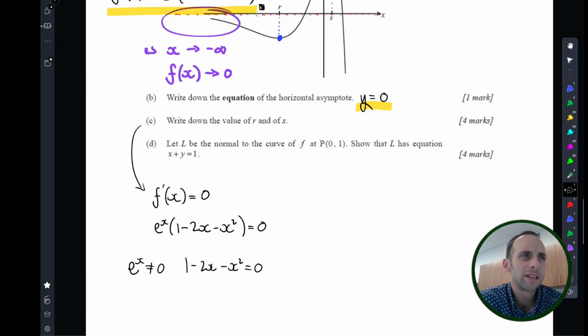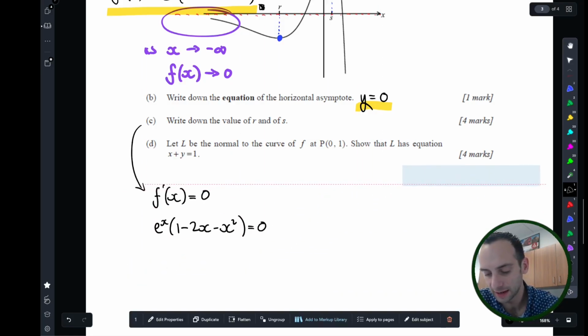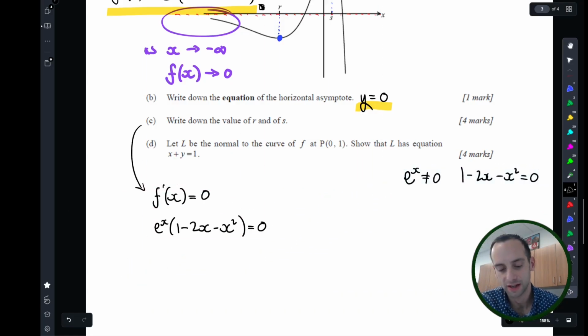We can try and factor that. I don't believe it factors. We can also try the quadratic formula, but on a paper 2, we might as well utilize the tools we have, which in this case is going to be the calculator.